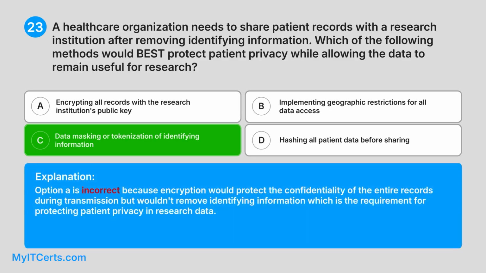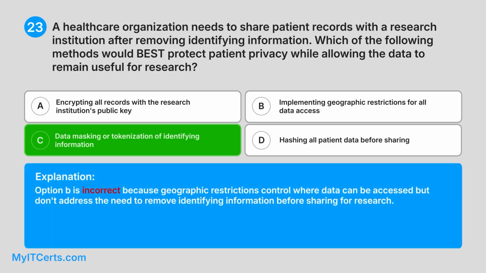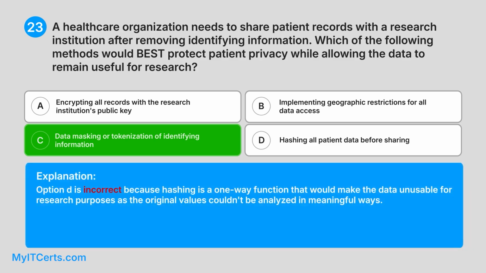Option A is incorrect because encryption would protect the confidentiality of the entire records during transmission, but wouldn't remove identifying information, which is the requirement for protecting patient privacy in research data. Option B is incorrect because geographic restrictions control where data can be accessed, but don't address the need to remove identifying information before sharing for research. Option D is incorrect because hashing is a one-way function that would make the data unusable for research purposes, as the original values couldn't be analyzed in meaningful ways.